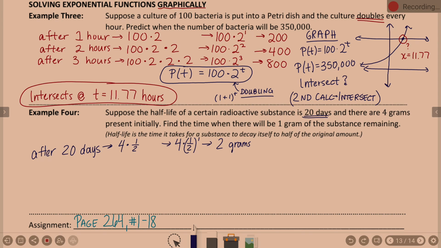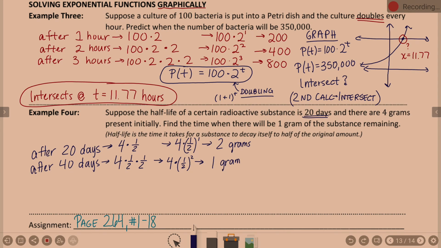What's the next increment of time we would want to look at? 40 days, right? Because we're going in increments of 20. So if you take another 20, now we're looking at 40 days. Well, what do you know at 40 days? Well, we had 2, and now we're going to be down to 1. And that's because we had the original 4. We halved it at 20 days, and then we halved it again at 40 days. So here we're looking at 4 times 1/2 to the second.